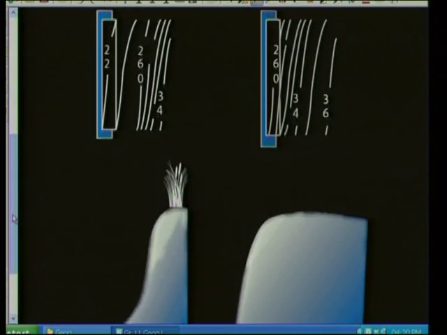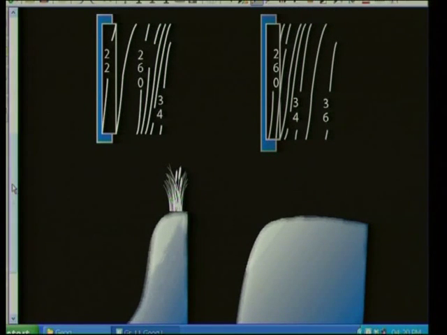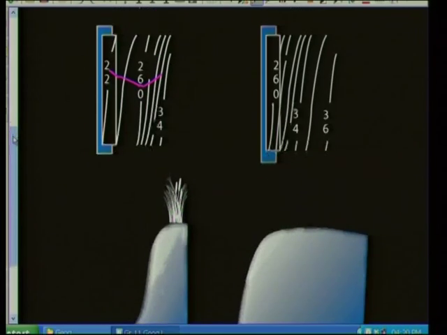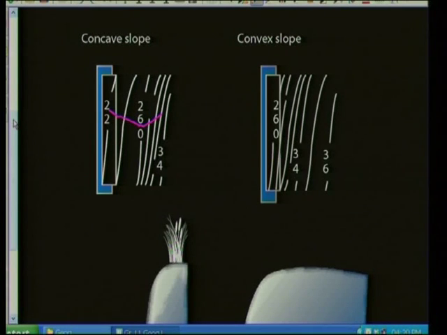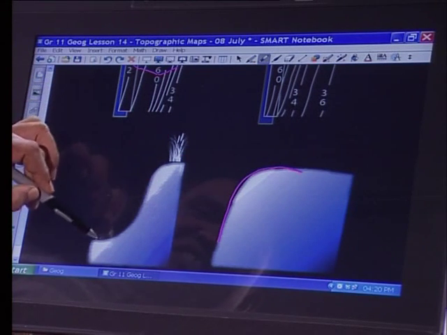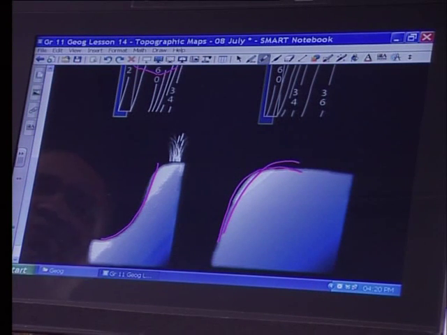Concave and convex slope. All right? Let's look at this one. How does it start? It starts gentle, contour lines are far apart, and then goes steep. Starts gentle and then goes steep. All right? Let's look at the next one here. Starts steep and then gets gentle. Here, starts gentle, concave. Starts steep and then gets gentle, convex.